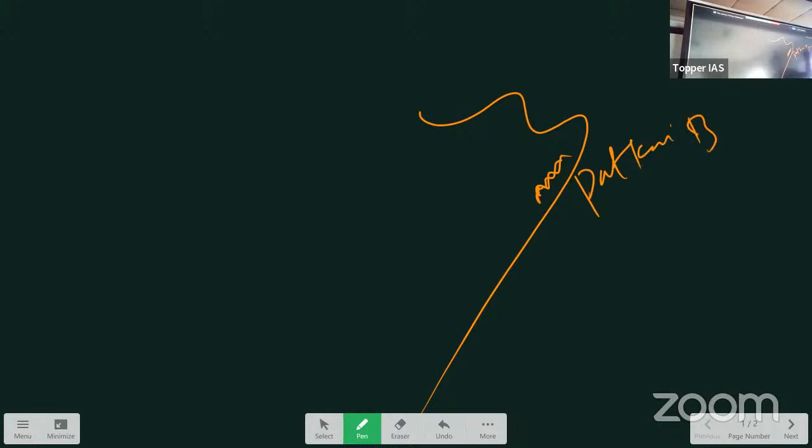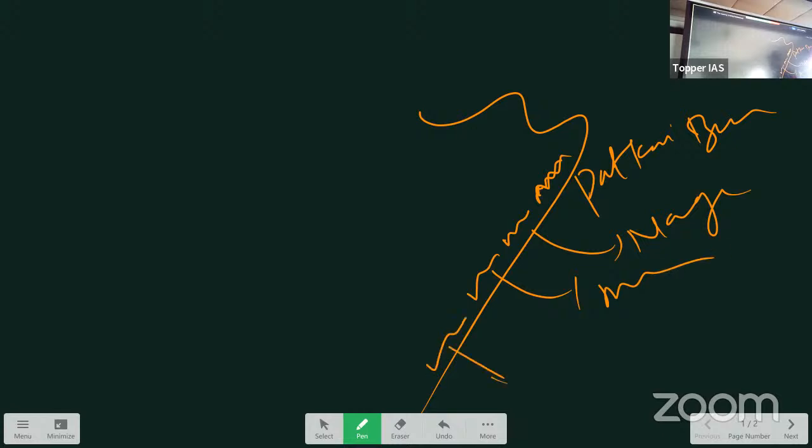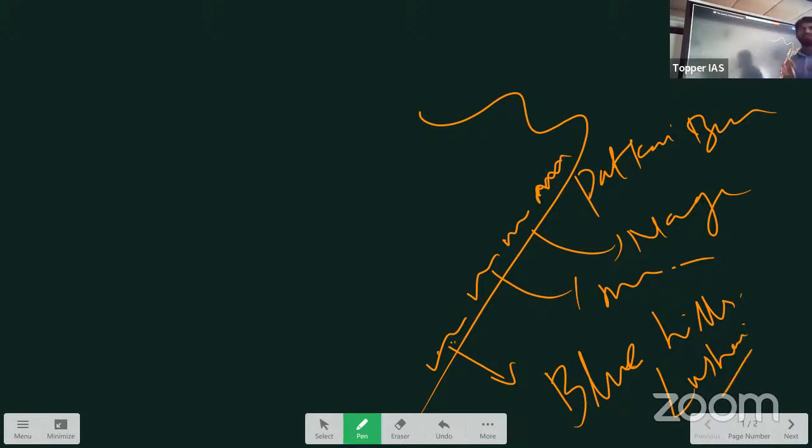Okay. And in Nagaland, they are called Naga Hills. In Manipur, they are called Manipur Hills. In Mizoram, they are called Mizoram Hills. Mizoram Hills is important. They are also called Blue Mountains, Blue Hills, or Lusha Hills. And in valleys, there is some uncontrolled deposition.